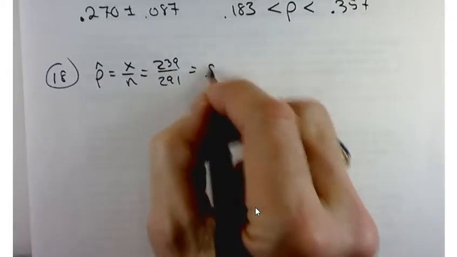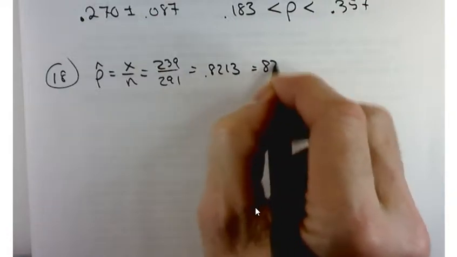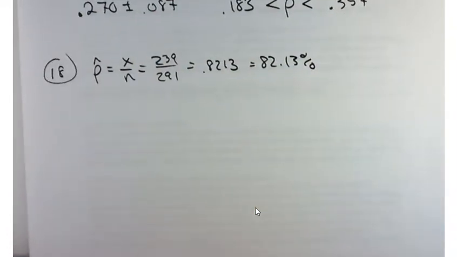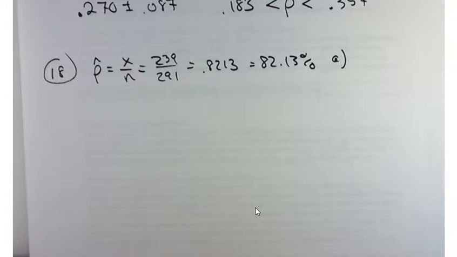So about 0.8213 or 82.13%. So that's part A. That's your best point estimate.